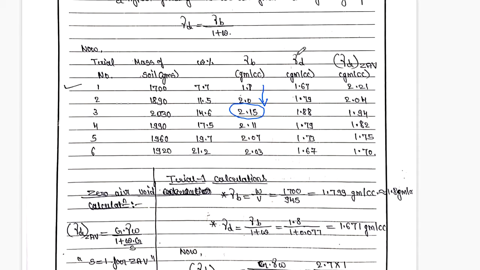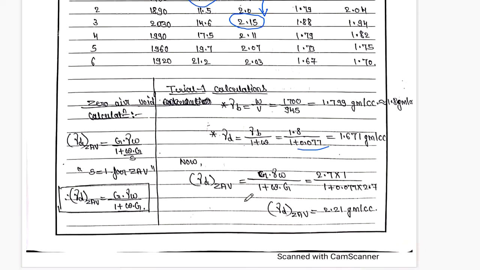Next, I need to calculate the dry density. How can I calculate dry density? Dry density is equal to bulk density divided by 1 plus water content, which is equal to 1.8 divided by 1 plus 0.077. 0.077 is the water content for the first trial, that is 7.7%. By using that I get the dry density as 1.67 gram per cc for the first trial.